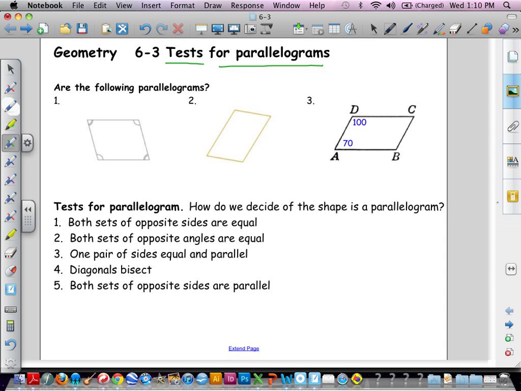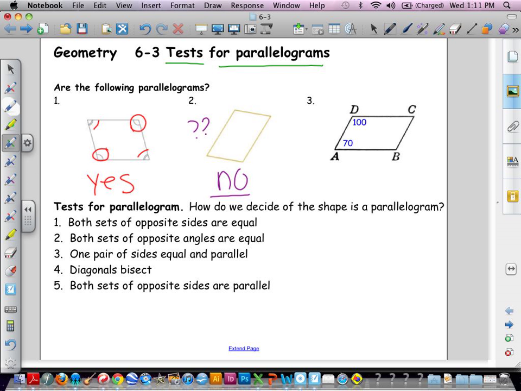Welcome back. In number 1, I believe that you probably wrote yes. You noticed that you had opposite angles being congruent. That was a characteristic of a parallelogram, so this would be a parallelogram. In number 2, it looks like a parallelogram, but I don't know my sides are equal. I don't know my angles are equal, so you probably have written no. You do not have enough information.